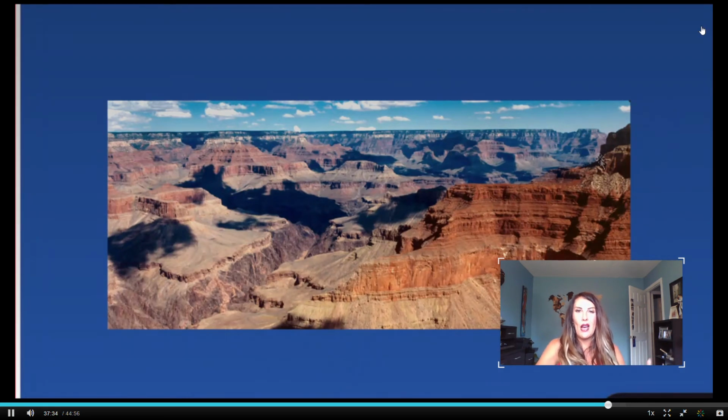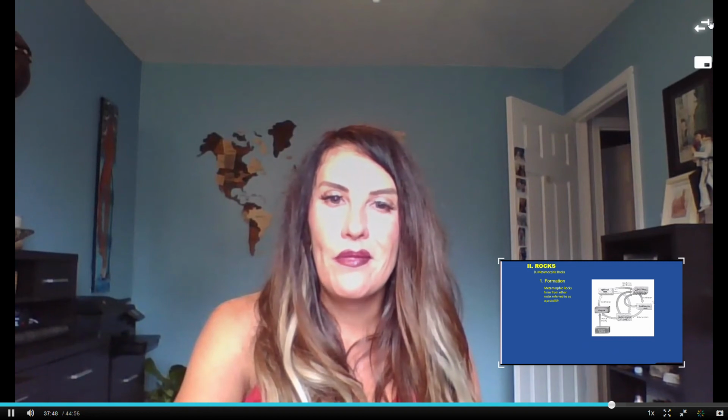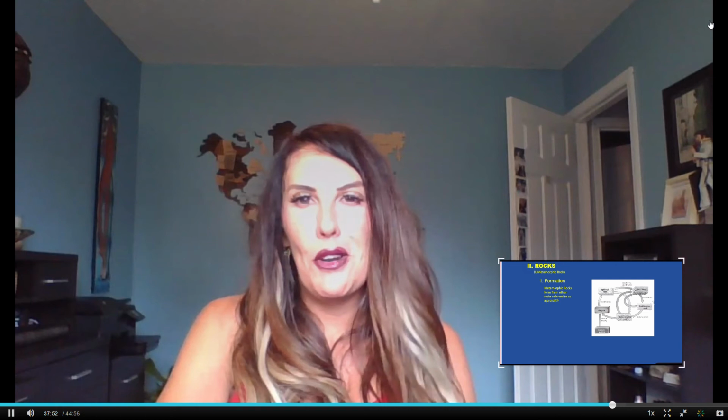If you walk to the bottom, you're in a 3.8 billion year old gneiss at the bottom. So that's the quick sedimentary rocks.